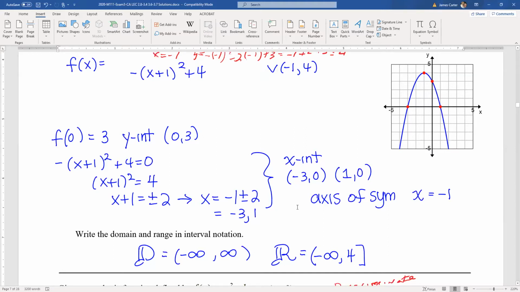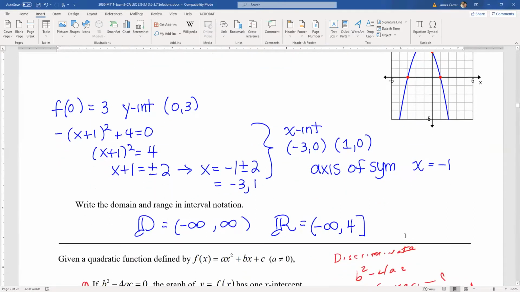Now, one more thing, it asks us to write the domain and the range. Well, the domain, because these go outward forever, is negative infinity to infinity. The range, you always start from low to high. So you start at negative infinity, and you go up to a high point of y equals 4, which also can be called a maximum.